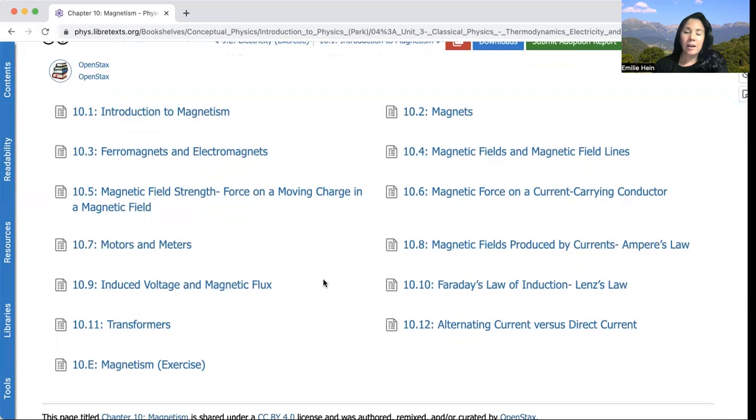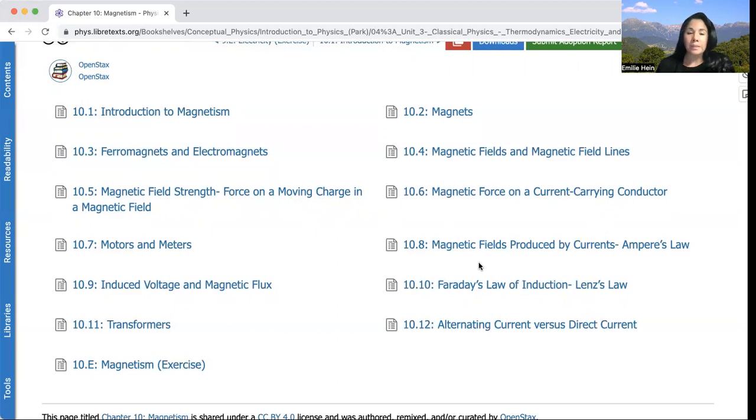And then we talk about magnetic fields that are now created or produced by currents. So this is Ampere's law. Now it's not just looking at the force acting on a current, but now the magnetic field created by a current. All right, so now we're looking at sources of magnetic fields other than magnets.